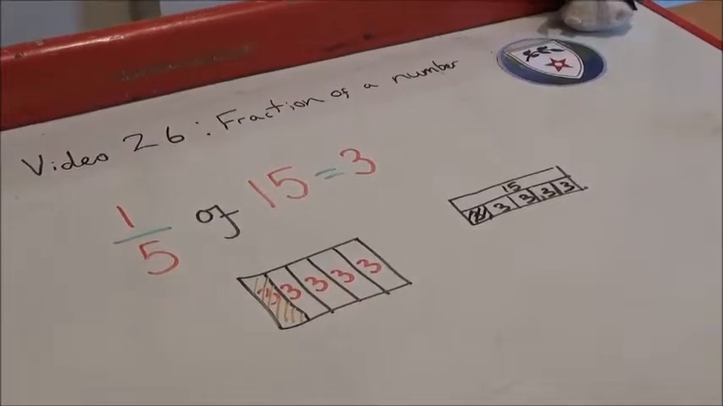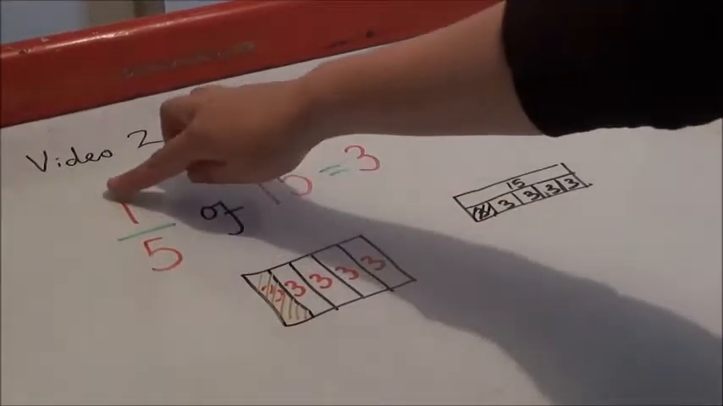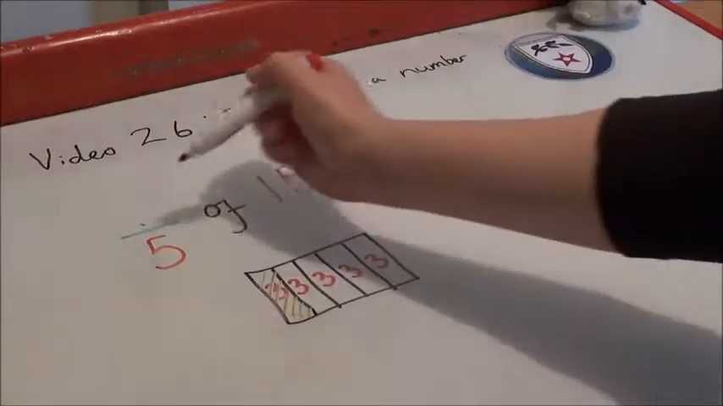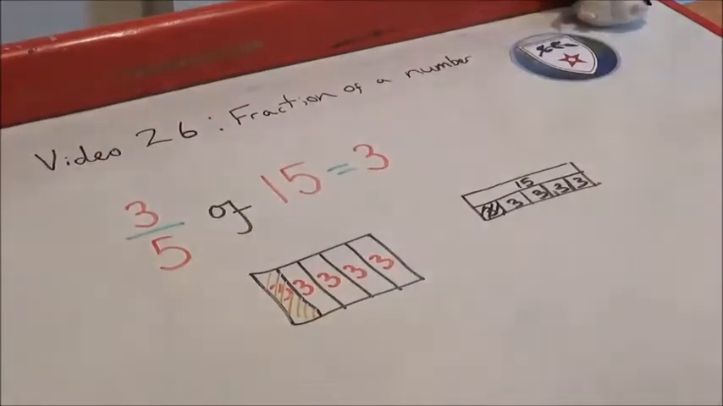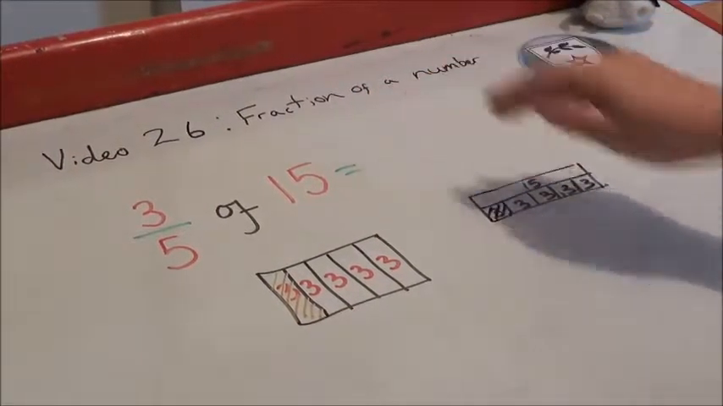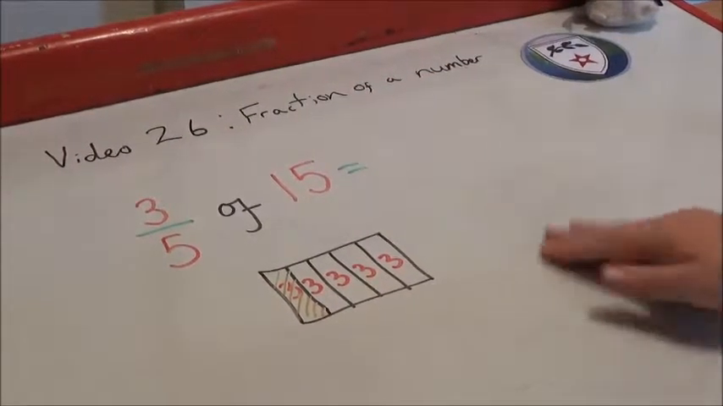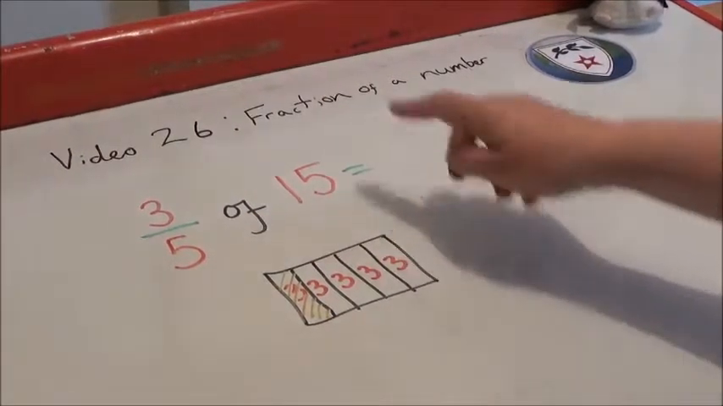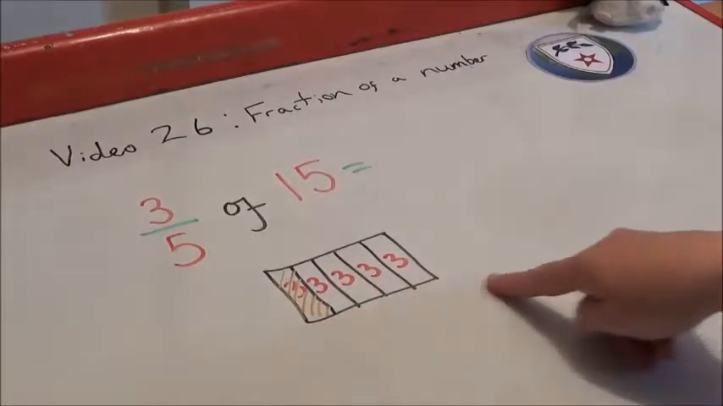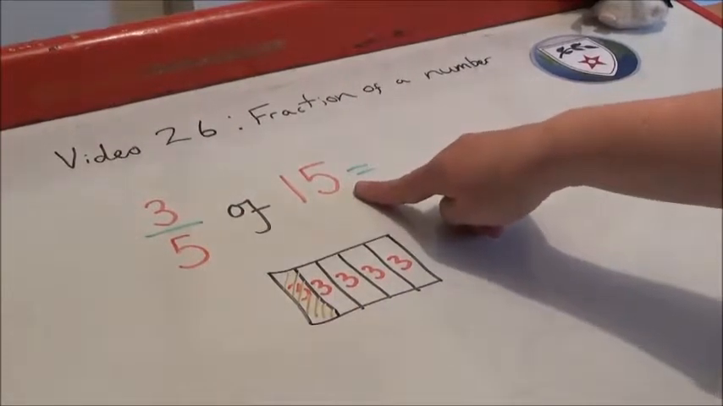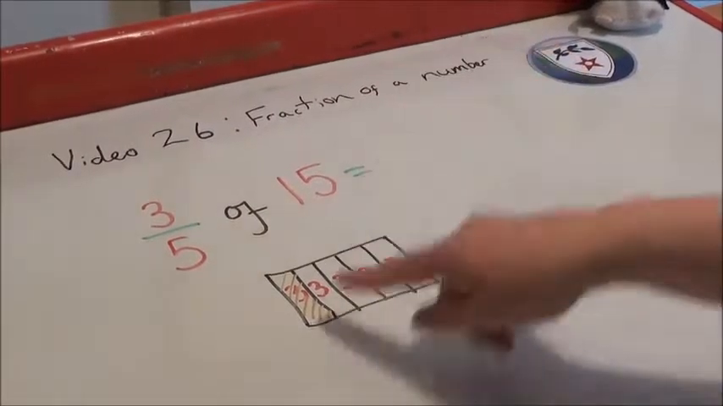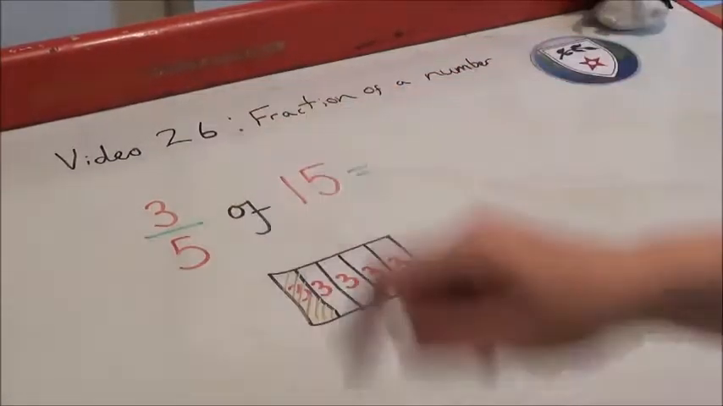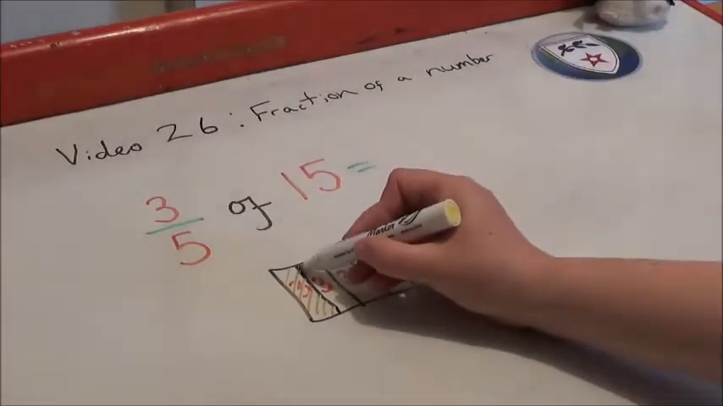Okay, so let's have a look and see if we were going to do 3/5, a non-unit fraction of 15. So, exactly the same thing. Got my whole, I've split it into 5 pieces. I've shared 15 across the 5. How many 5s go into 15? 5, 10, 15. 3 in each piece, but this time I'm looking at 3 pieces.